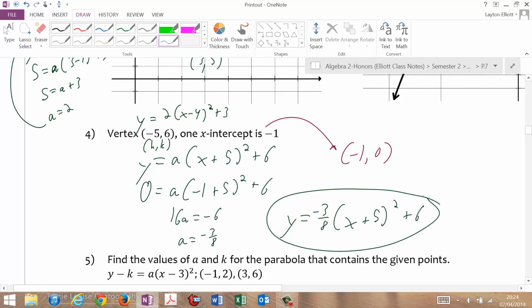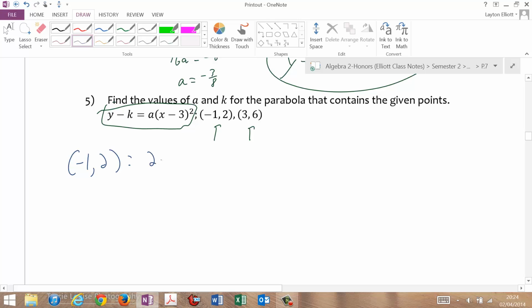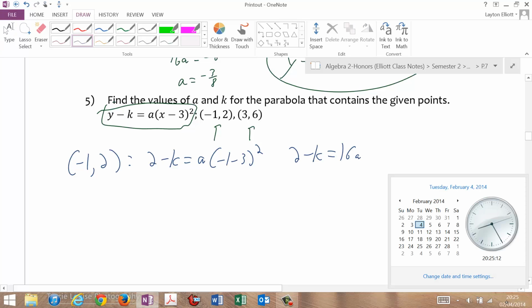The last example on this page, I think it's the last example, yes it is, the values of a and k. So basically this is saying we need to figure out what a and k are. And I have this equation right here. So I know that negative 1, 2 is an ordered pair, and I know that 3, 6 is an ordered pair. If I plug negative 1, 2 into this equation, I'm going to get 2 minus k is equal to a times negative 1 minus 3 squared. And simplifying that equation a little bit, I'm going to get 2 minus k is equal to negative 3 minus 1 is 4, and 4 squared is 16, so I have 16a.